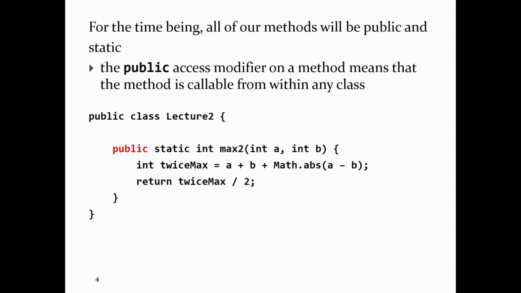Okay, so for the time being, all of our methods are also public. So this is the max2 method, and so the keyword public should be the first word that you write when you're creating methods, at least for the time being. Later on in the course, we'll explain exactly what your access modifiers are and how they affect the visibility of this method. So for now, a public access modifier simply means that this method is visible to any class that can see lecture 2. All other classes can see lecture 2, so in this case, max2 is visible to all other classes.